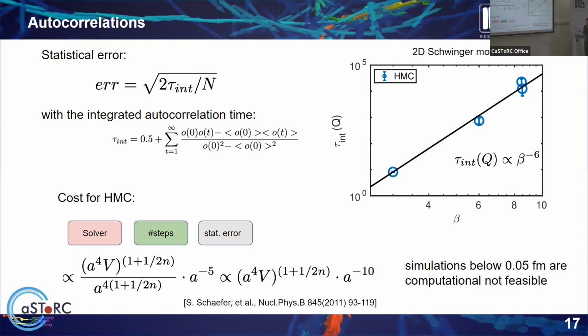Now I will discuss a method, an algorithm, which tries to overcome this critical slowing down, to mitigate this increase of the autocorrelation, which goes with the coupling constant to the power -6 in the Schwinger model. In case of QCD, it goes with the power -5. So let's take a look at the Schwinger model. I did this work in the Schwinger model.